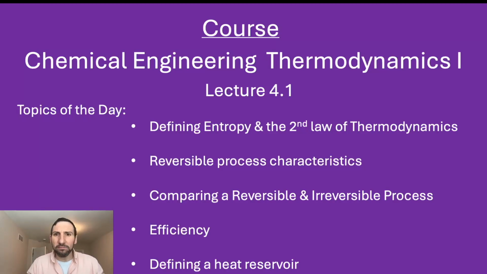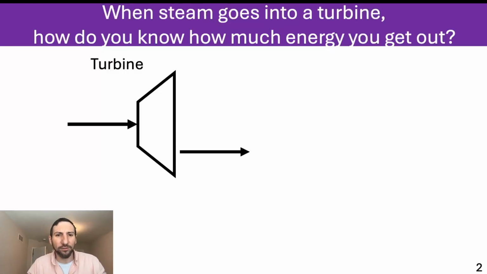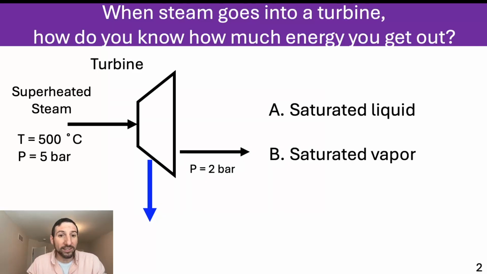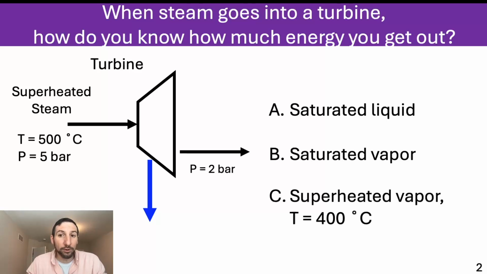So let's start the video off with a question for you. If I have a turbine, how much energy am I going to get out of my turbine? And with my turbine, we know we want to get energy out. We've got superheated steam coming in. We'll say it's 500 degrees C, 5 bar, and exiting my turbine, I've got a stream coming out at 2 bar. Now we can theoretically pretend that maybe we have some options of what comes out. Maybe we've got saturated liquid, maybe we've got saturated vapor, or we have superheated vapor, 400 degrees C. So which one is it?